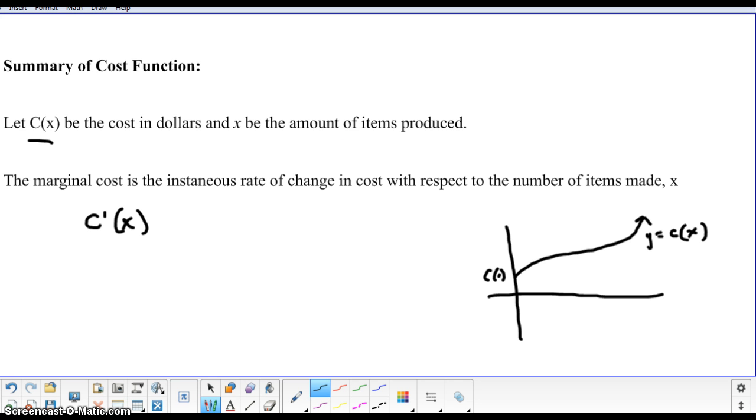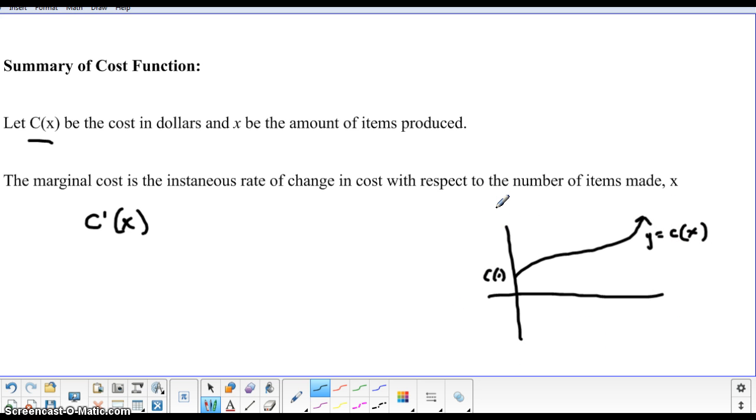So we're going to be jumping right into some definitions. The first thing is to think about the summary of what a cost function is. If C of X is the cost in dollars and X is the amount of items produced, then we can start by looking just at a graph of what that would mean.